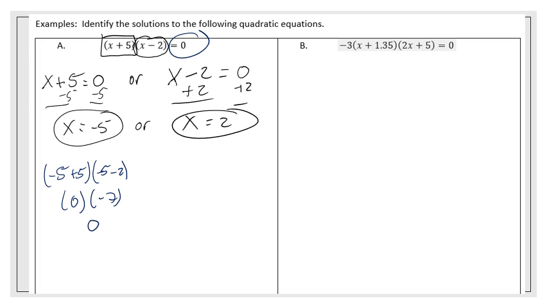Likewise, for x equals 2, we will have 2 plus 5 times 2 minus 2 equals 0. That gives me 7 times 0. And 7 times 0 is 0, which once again is what we want our equation to equal. So both these values for x make our statement true.